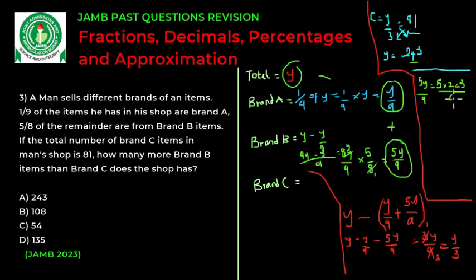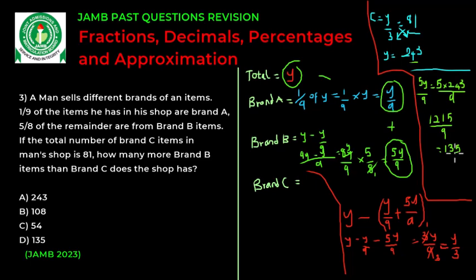If we punch it out in a calculator, 5 times 243 gives us 1,215, then all over 9. If we go ahead and divide this, our answer will be 135. That will be the total number of items in brand B.